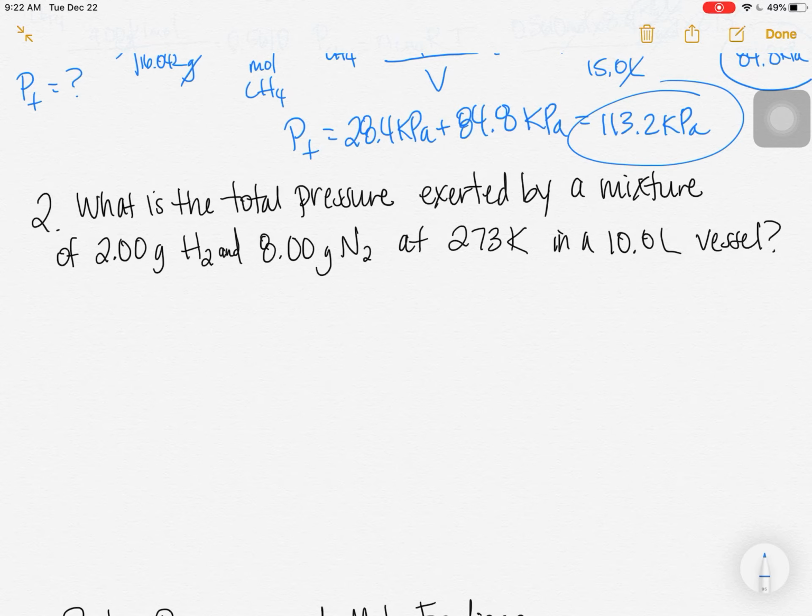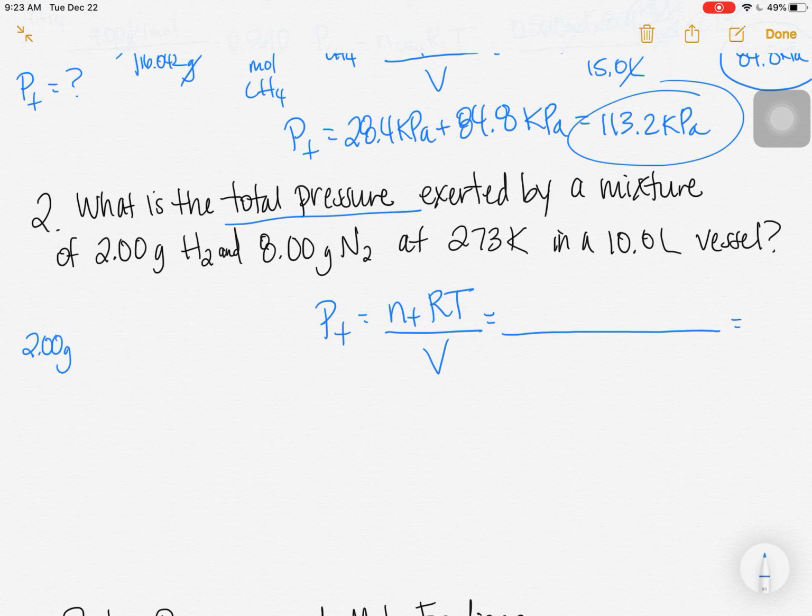And let's do one more. What's the total pressure exerted by a mixture of 2 grams of H2 and 8 grams of N2 at 273 Kelvin in a 10-liter vessel? Okay, so this one's just asking me for total pressure. So PT is NT times R times T over V, and we see quickly that I just need to solve for moles, plug everything in, and I'll be done.